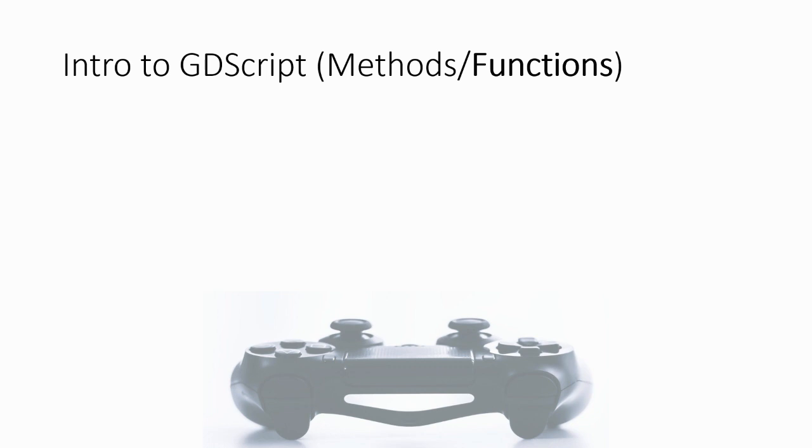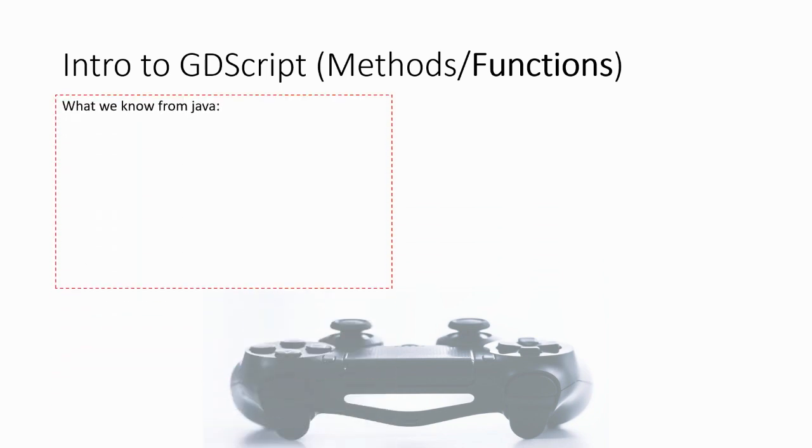Just like what we did last time, we will be comparing GDScript to Java. In Java, what we know about how to declare or create methods is that the syntax is as follows. You start with the return type. Usually the return type is the data type, so that's either string, int, boolean, or any other data types that you know. Then we have the return type followed by the method name.